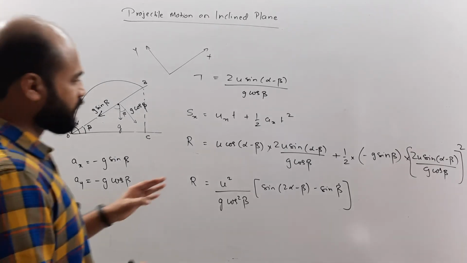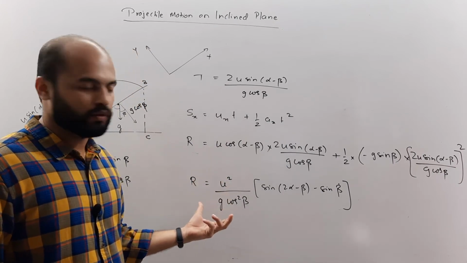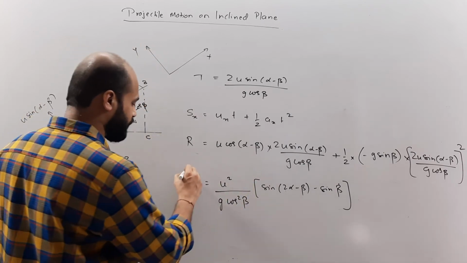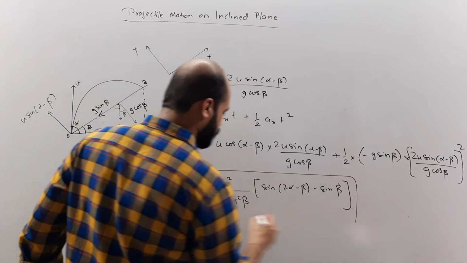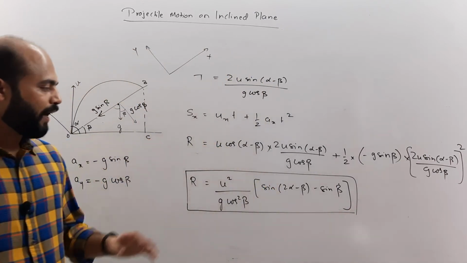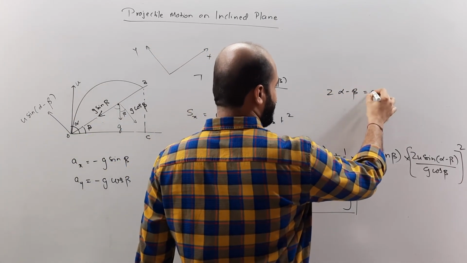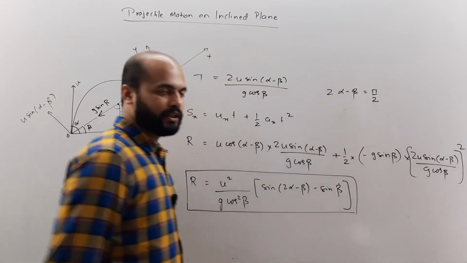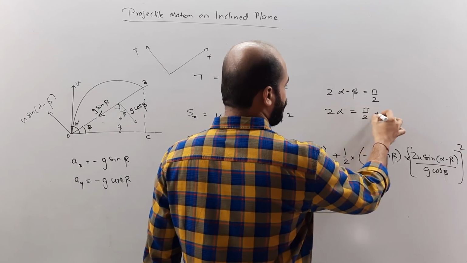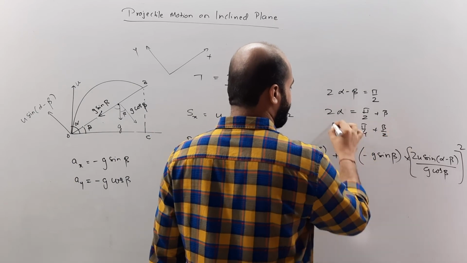Now after we simplify this particular expression, finally we will end up getting this kind of an expression over here. And to achieve the maximum range, as far as the range is concerned, you have to actually remember this final formula. Now maximum range is achieved when 2 alpha minus beta is equal to pi by 2. So that is the condition. Further, when we simplify this, we can also get pi by 2 plus beta. So alpha has to be pi by 4 plus beta by 2.